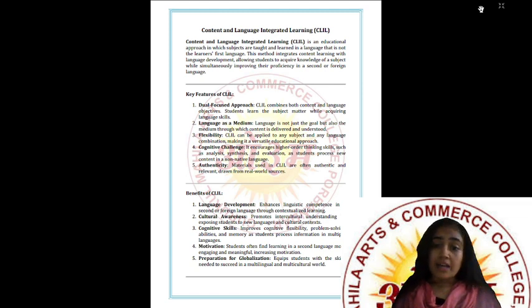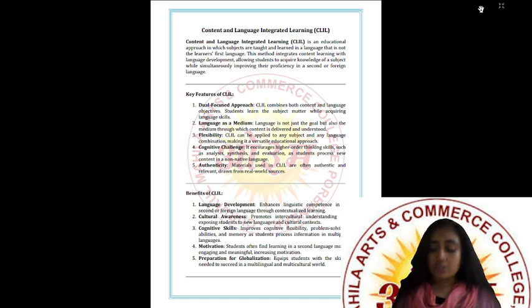Third one is flexibility. CLIL can be applied to any subject and any language combination, making it a versatile educational approach. Say for example you want to learn the French language, and you are learning biology. So the teacher will teach you biology in the French language, right? So both the purposes are served.